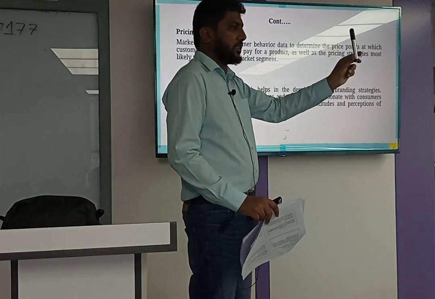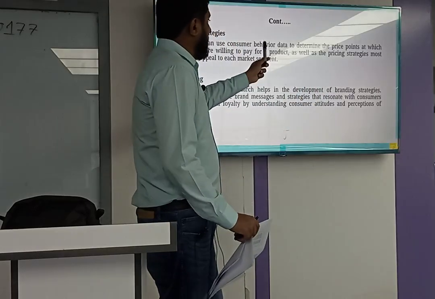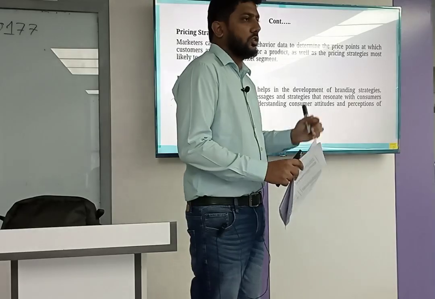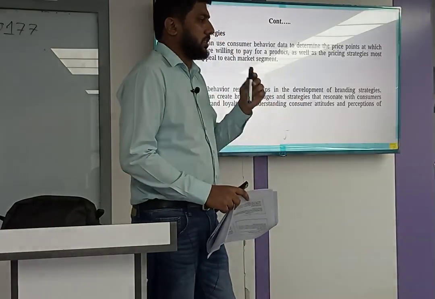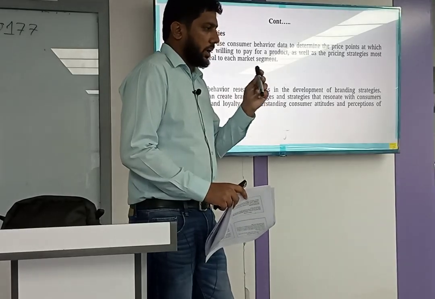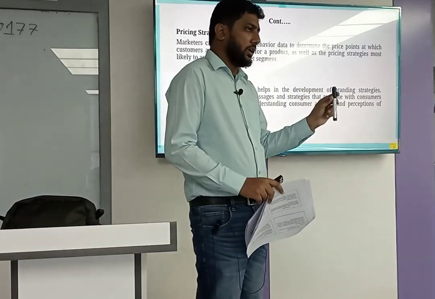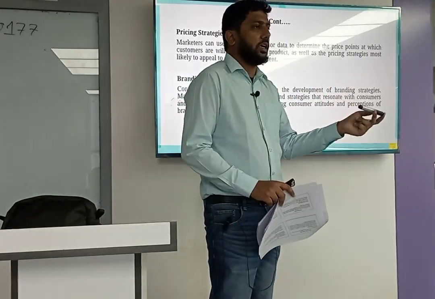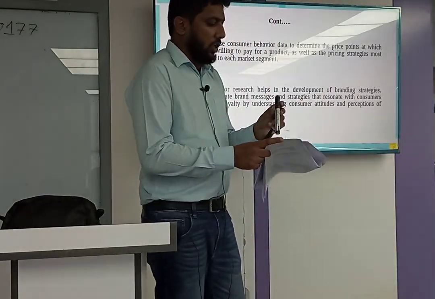So, normally people buy a marker at 5 taka, and if you give it at 4 taka, they will automatically buy. As well, the pricing strategies most likely to appeal to each market segment. So, when they understand the pricing strategy, how much a customer is willing to pay for a product, based on that, if he gives it at a lesser price, then automatically the consumer will buy.